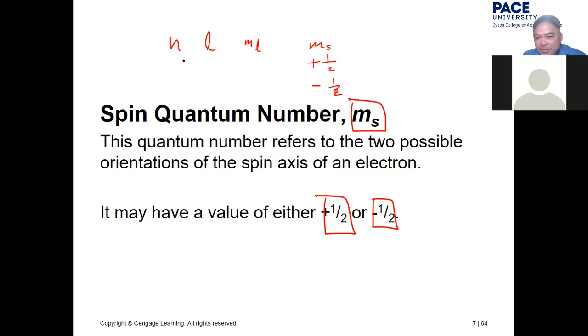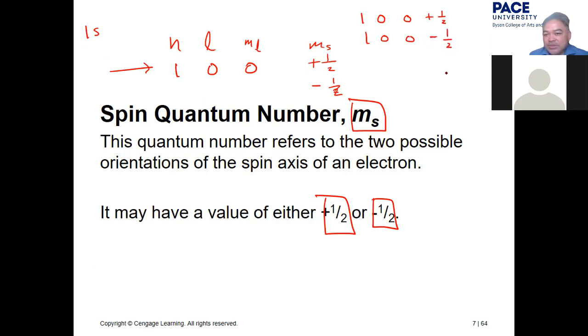So what does it mean? One set of quantum numbers has at least 2 sets of quantum numbers which can be differentiated by either positive 1/2 or negative 1/2. So for instance, 1, 0, 0, what's the orbital for that? That's just 1s. Okay? But you can have two sets of quantum numbers for one s orbital. It can be 1, 0, 0, positive 1/2, or 1, 0, 0, negative 1/2. So that's what it means.